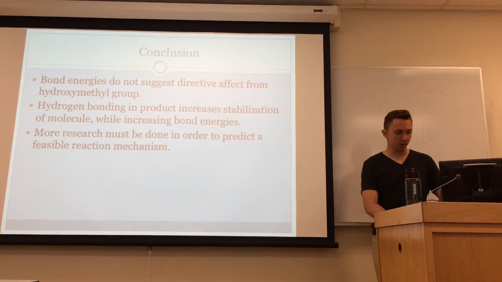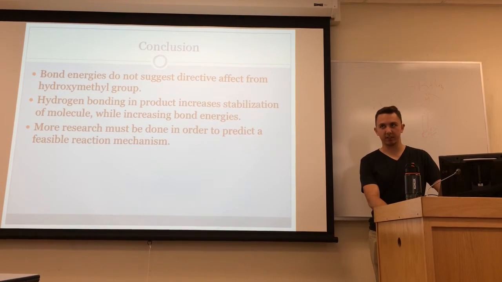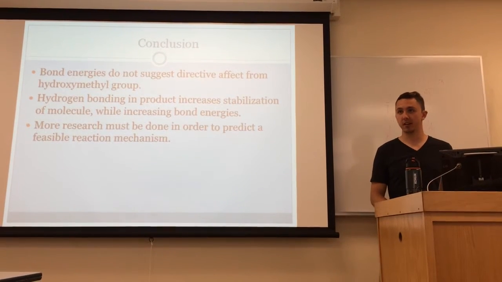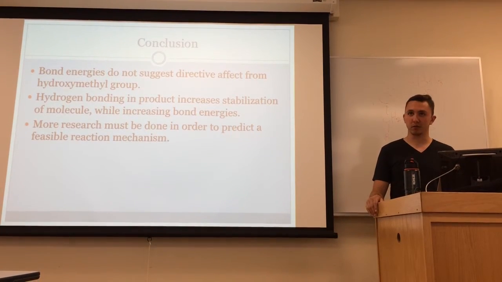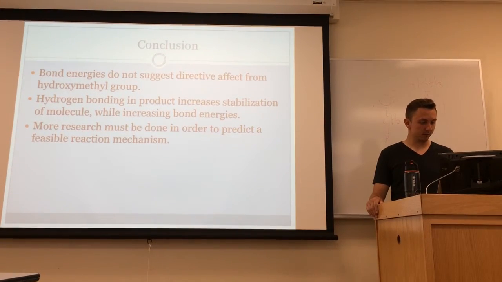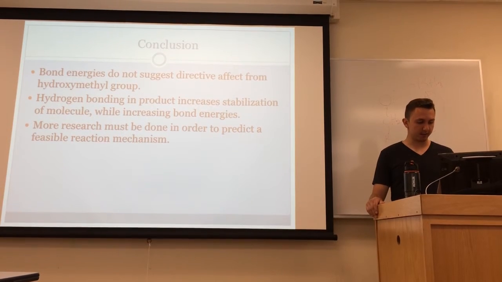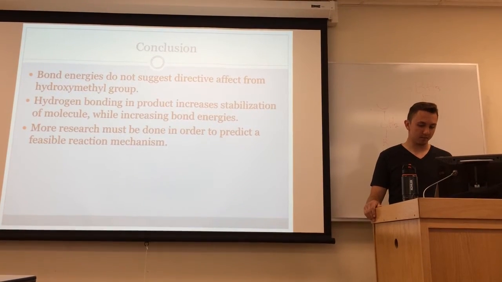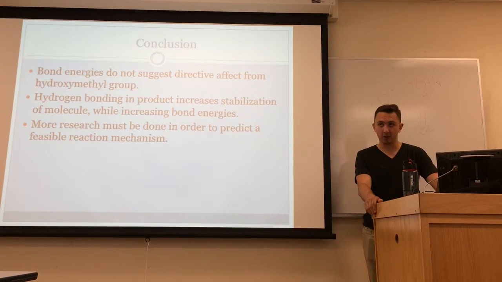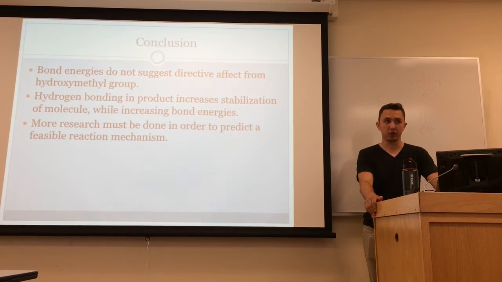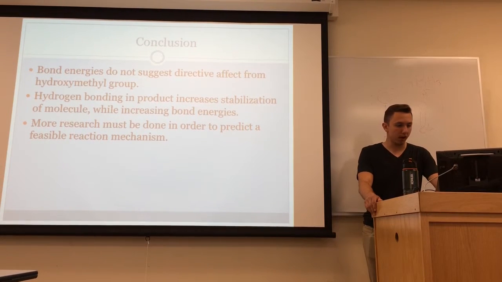So in conclusion, as I said, the bond energies don't suggest that, with the intermediates being lower energy, the reaction would really proceed in that manner, because kinetically it doesn't make sense. There is really no evidence showing that the hydroxymethyl group directed the borohydride reduction to that side.